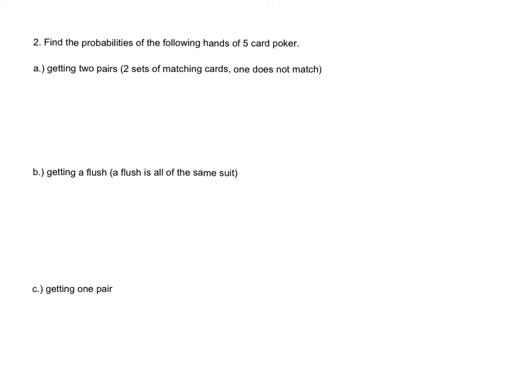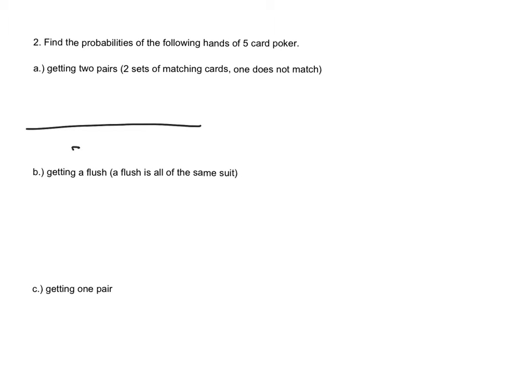So when we talk about getting two pair, that means two pairs of cards that are the same. So two twos and two fours, or two aces and two jacks. But they cannot all four be the same card. So technically two different pairs of twos is two pair, but that's actually something more specific in poker called four of a kind. So we're going to generalize to any two sets of matching cards and then one card that does not match.